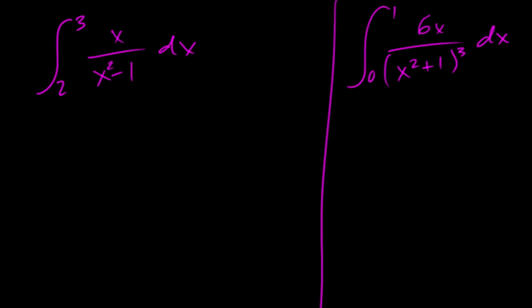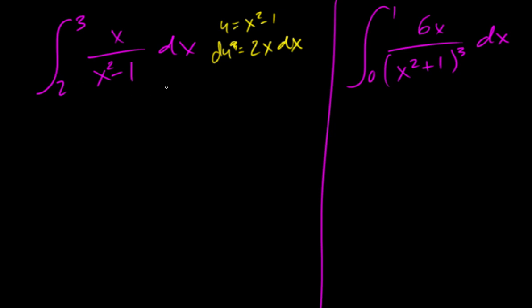Okay, so on this one we're going to say that our u is x squared minus 1, and then our u prime, or du, let's just call it du, I think that's better, it's 2x dx.